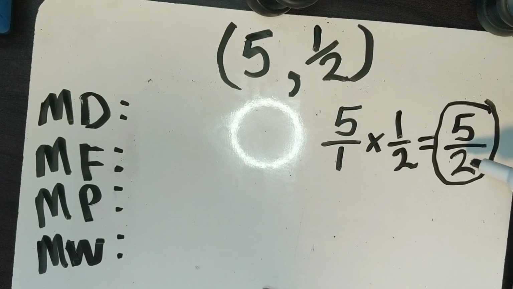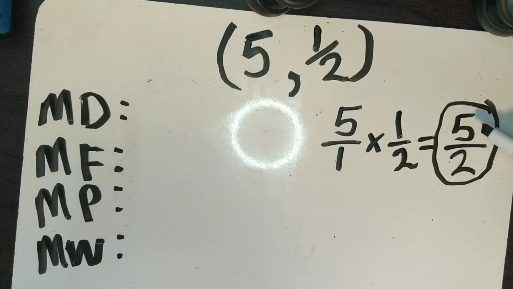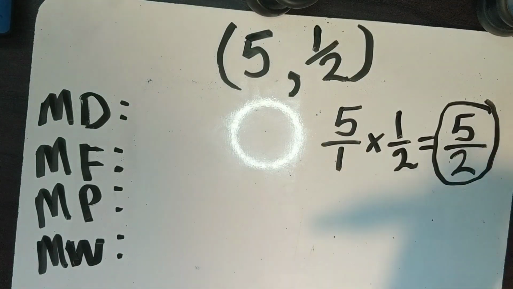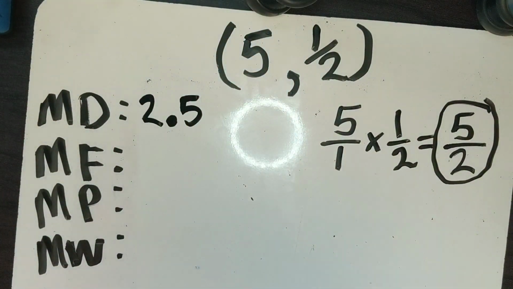So the first thing I need to do with this answer is write it in decimal form. So how do I make this fraction into a decimal? Well, if you have a calculator nearby or on your computer, you can just plug in 5 divided by 2, because this fraction bar represents division. So in your calculator, you could plug in 5 divided by 2, and you should get an answer of 2.5. So there is your decimal form of that answer.